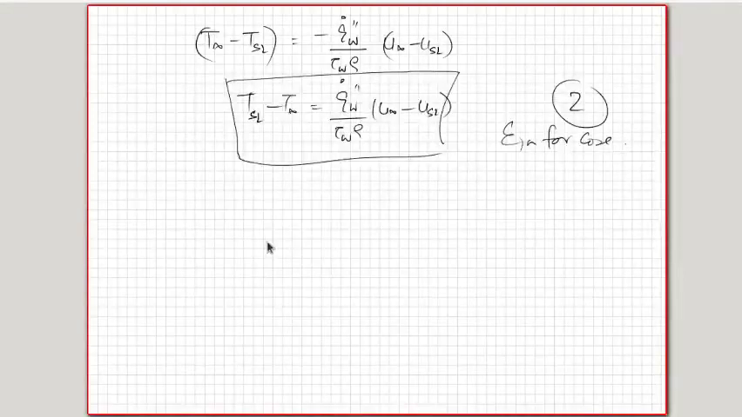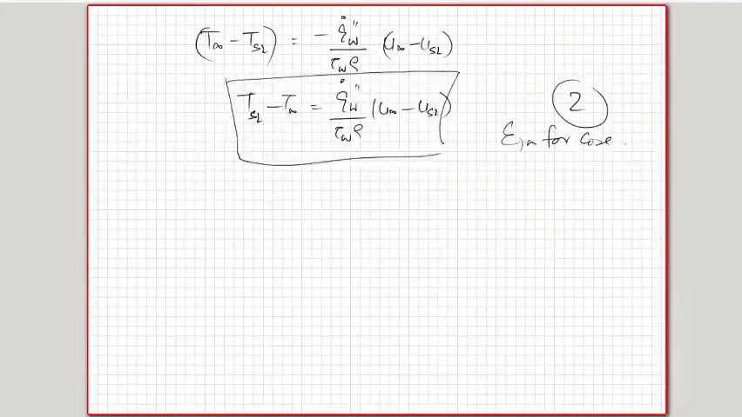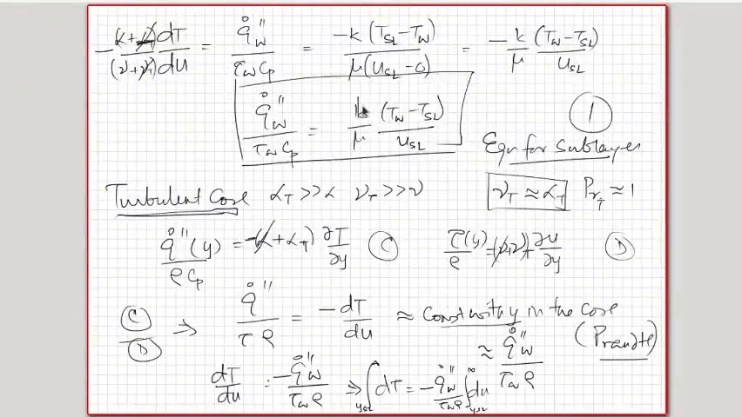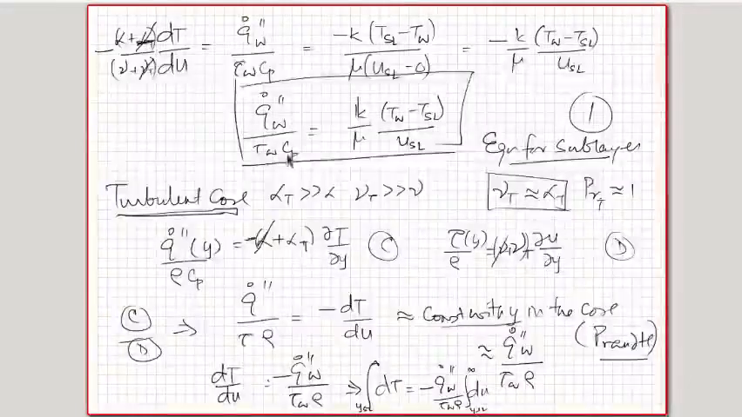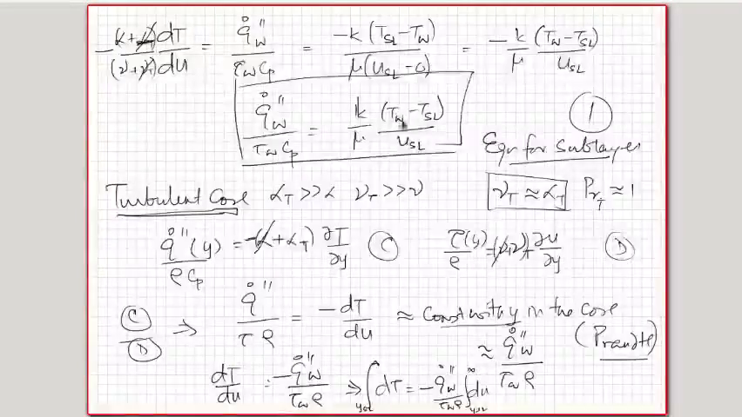Okay, now we'll use equation number 1 to eliminate the TSL from here. So equation number 1, what does it say? The equation number 1 says the T wall minus TSL by USL is equal into K by mu is Q wall by tau wall into rho Cp. So I'll write for TSL in terms of that.